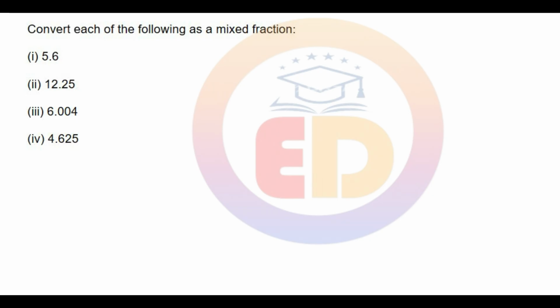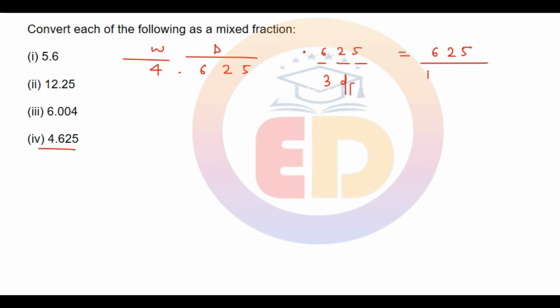Moving on to the fourth example, 4.625. 4 is the whole number part. 0.625 is the decimal part. Let us convert 0.625 into a fraction. 0.625 has 3 decimal places. So I'll first write this down. Without the decimal point, it will become 625. In the denominator, write 1. And since there are 3 decimal places, write down 3 zeros on the right side of 1.